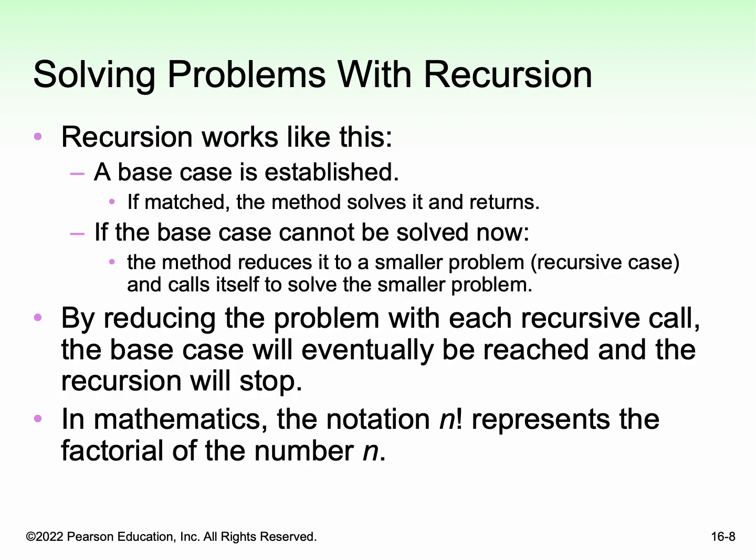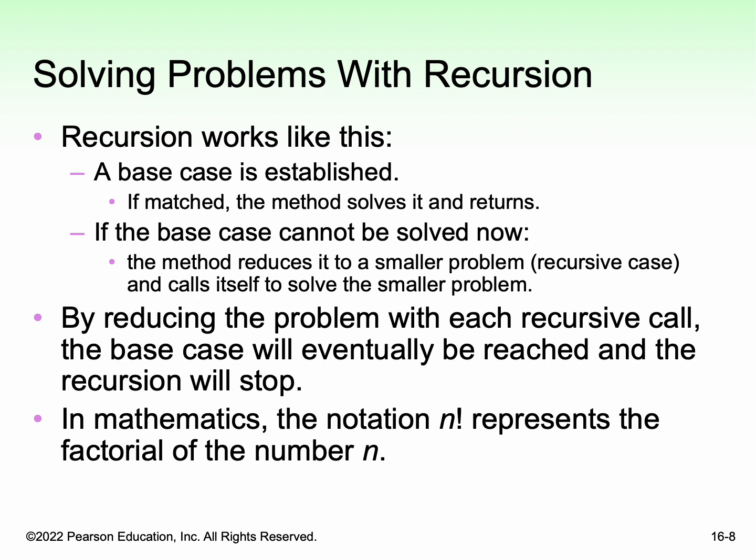So how does recursion work? For recursion, we have to have a base case. If the base case is reached, the method is going to solve whatever problem is at the base case and return. However, if you cannot solve that base case from the first go, the method is going to reduce it to a smaller size of problem, a recursive case, and then it's going to call itself to solve the smaller problem first.